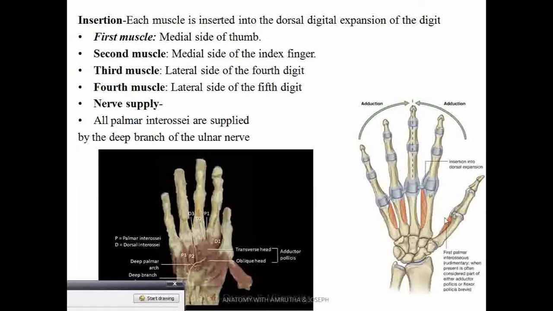So since we have this muscle there, it is a small muscle, but there is a muscle which is for the adduction of the thumb. So sometimes the first palmar interosseous may be absent as well. Now all the palmar interossei are supplied by the deep branch of ulnar nerve. Deep branch of ulnar nerve. Ulnar nerve gives a branch in the hand called deep branch.